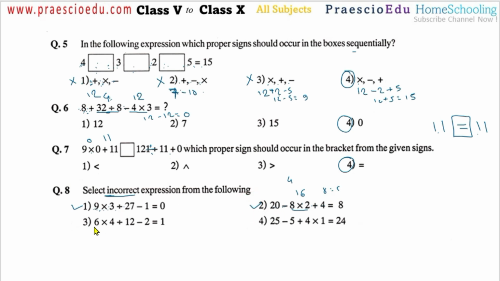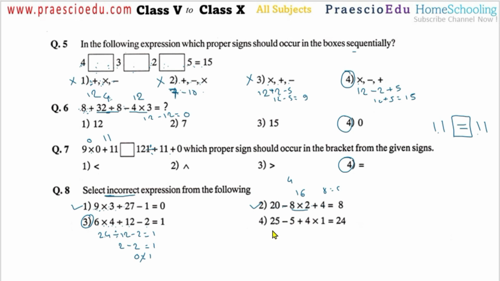So now option number 3, 6 multiplied by 4 divided by 12 minus 2 is equal to 1. So 6 multiplied by 4 is 24. Then we have to carry out the division. So 24 divided by 12 means 2. So 2 minus 2 is 0, which is equal to 1, which is incorrect. So option number 3 is incorrect.